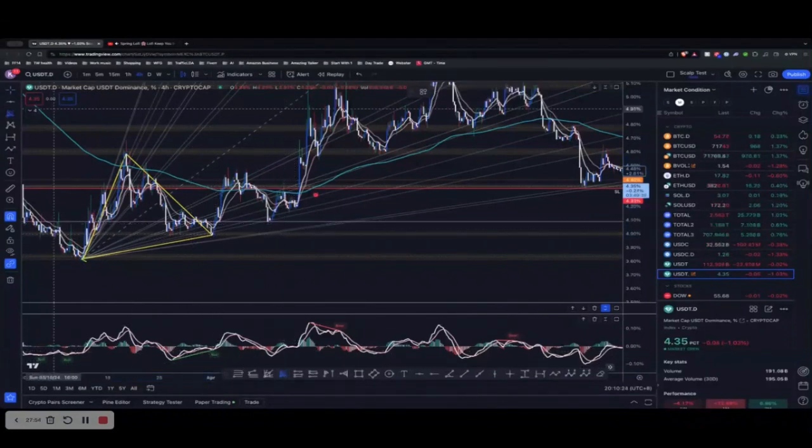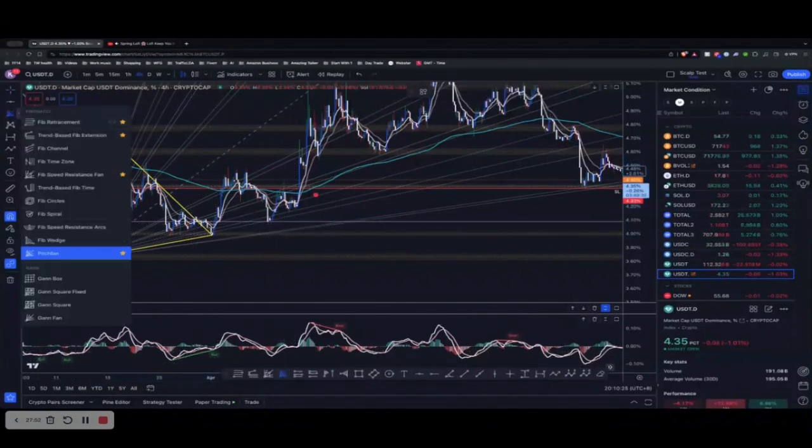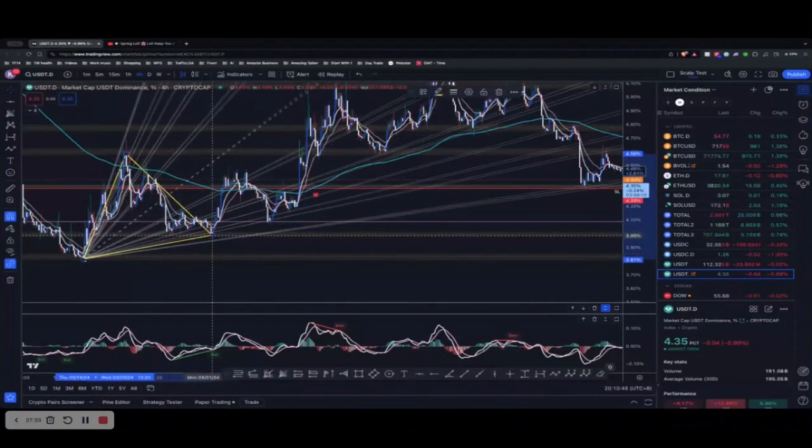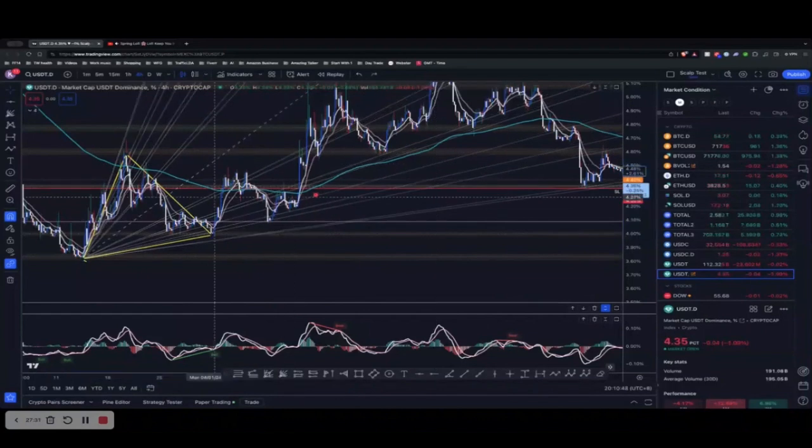So you simply pull your fan tool. It's called a pitch fan. It's under Fibonacci, the third one down from the left, and this should be on every single TradingView account. You pull the pitch fan out, and then you go from the base point to the first high to the first low, and you're going to have this fan.